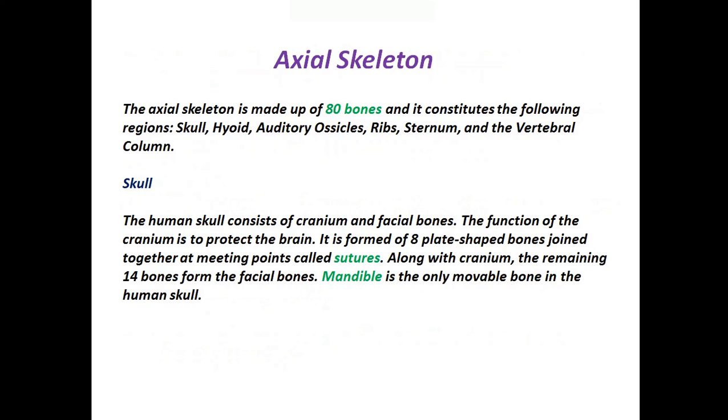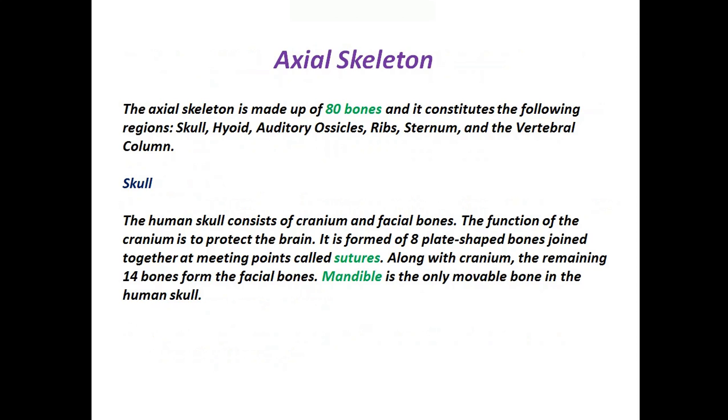Time to study the axial skeleton in detail. The axial skeleton is made up of 80 bones, and it constitutes the following regions: skull, hyoid, auditory ossicles, ribs, sternum, and the vertebral column. So the first is skull.